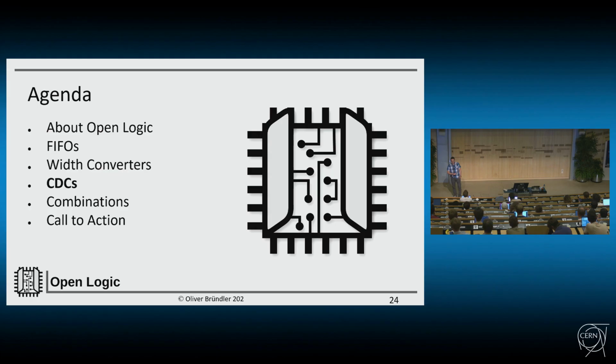Good. Now about clock domain crossings. That's always a hot topic. It's actually one of the bigger values in OpenLogic I see, because many people design their clock domain crossings, and very often they are in the end not working or not reliably working.